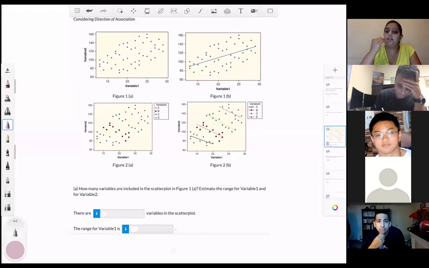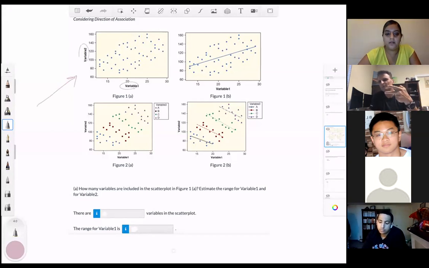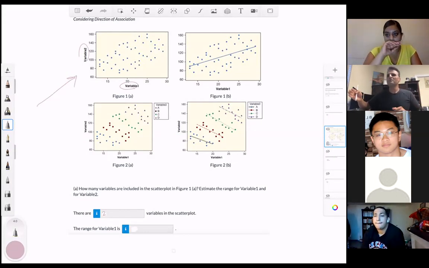We are in 1A. How many variables do we have? 2. This is variable 1 and variable 2. For a scatter plot, you need to have two variables, so you put 2. What is the range of variable 1? For the range, we learned maximum minus minimum, correct? They give us the range.